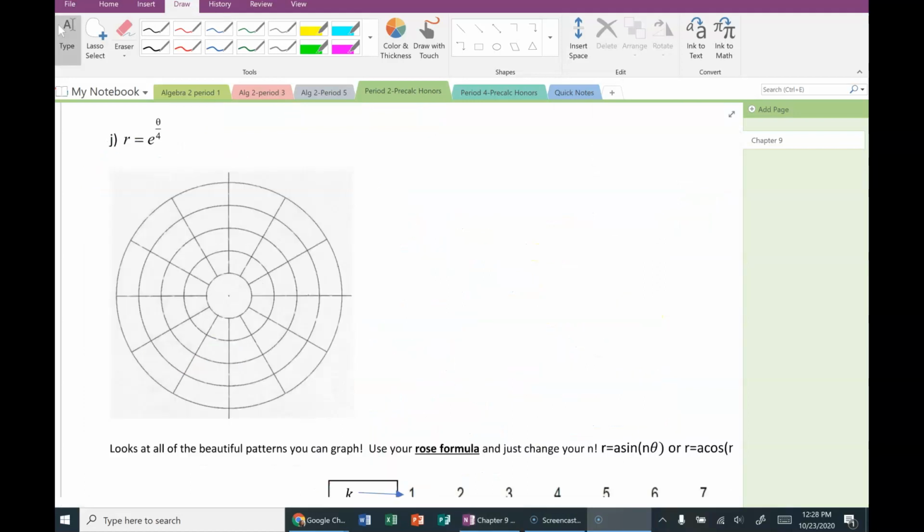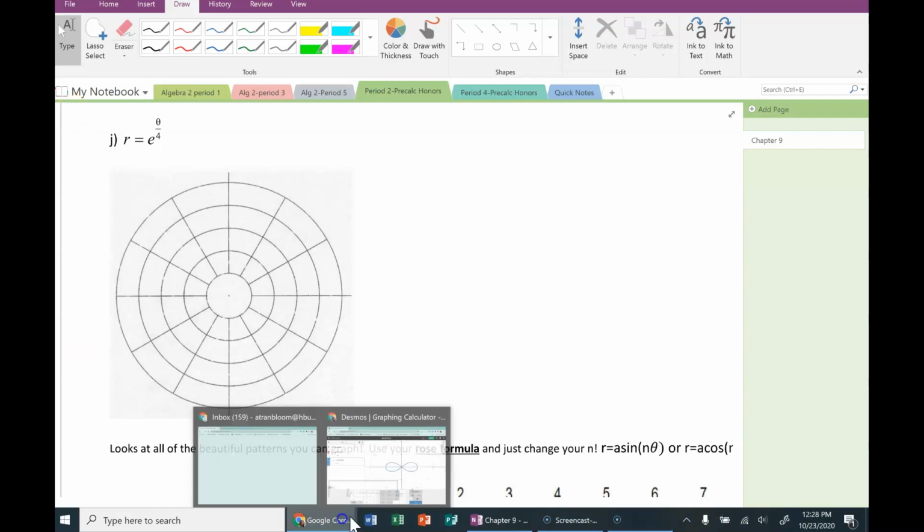So for this example, we have one last one, and this is definitely all calculator. You can't really do e to a power of some angle without one. So I will now find my calculator one more time. Okay, let's find my decimals one more time and graph that.